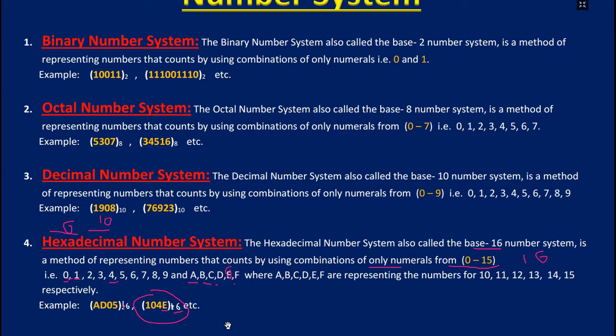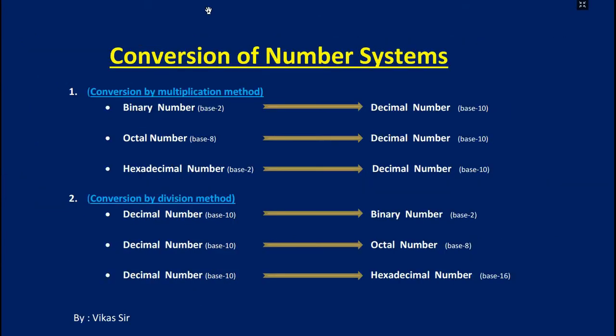So these were the four types of number system in computer science and electronics. Now next is a very important term, which is the conversion of number systems. There are mainly two ways through which we can convert one number system into another. First is conversion by multiplication method, and second is conversion by division method. When we talk about conversion by multiplication method, there are three types of conversions here.